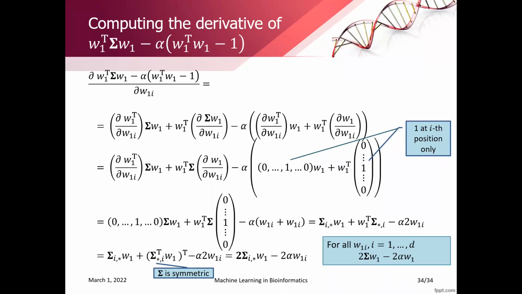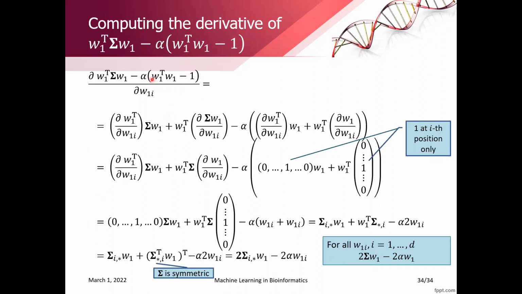So how does it look? Here we actually have the product W sub 1 transpose times sigma times W sub 1. The derivative of the product would be the derivative of the first part, the partial derivative of W sub 1 transpose with respect to the ith element of W sub 1, times sigma times W sub 1, plus W sub 1 transpose times the derivative of sigma W sub 1 according to the ith element of W sub 1. Minus alpha is a constant, so I can take it forward and compute the derivative inside.